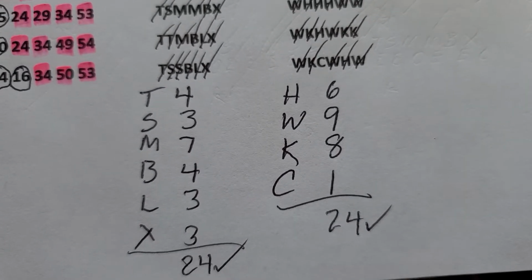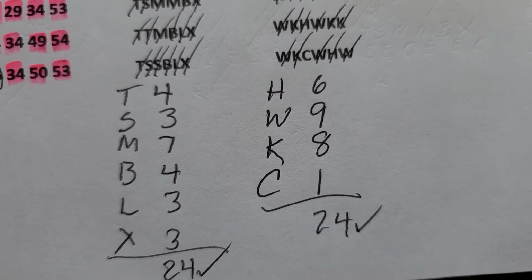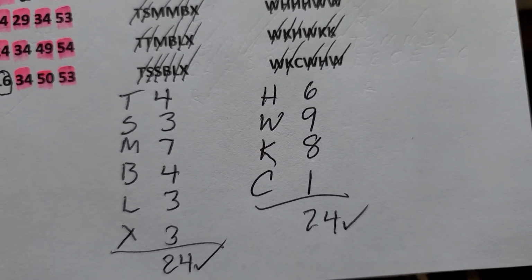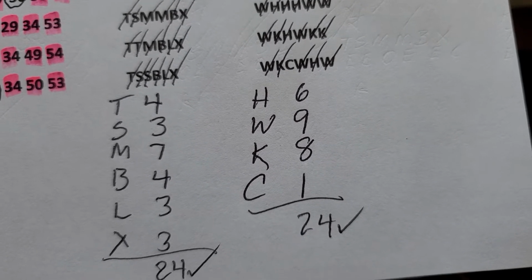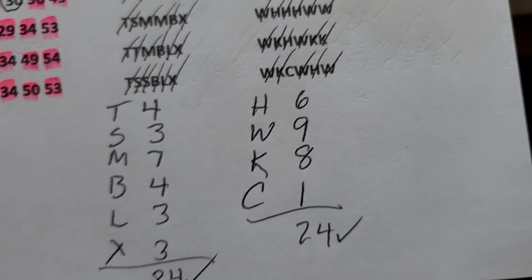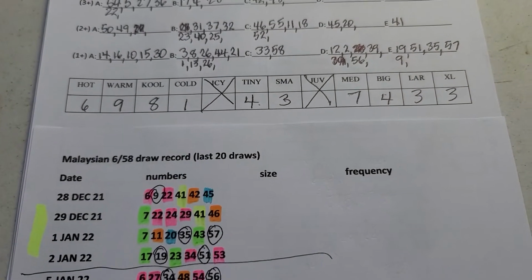And that's the size, and then the frequency. We got 6 hot, 9 warm, 8 cool, and 1 cold. Add them up, it's 24. So we got the information that we need, and we have it recorded on our sheets.